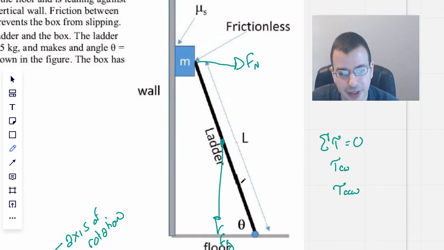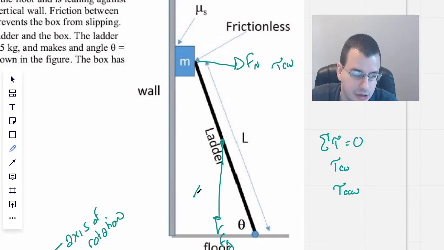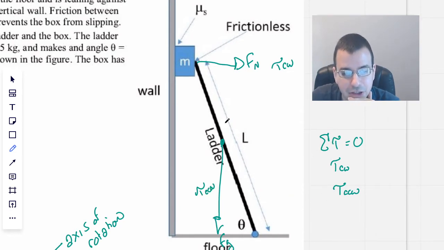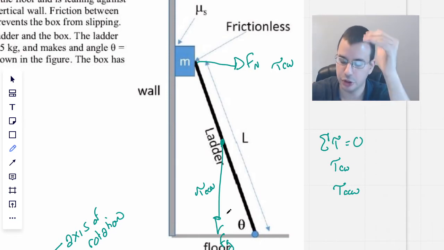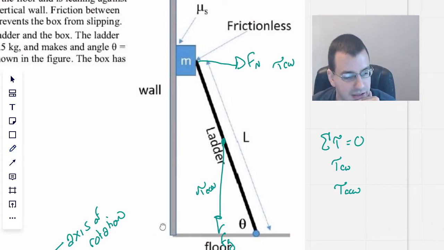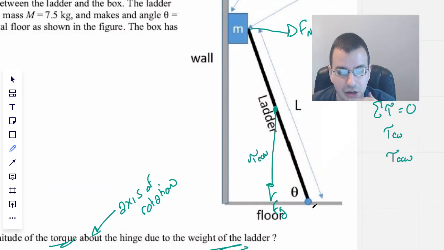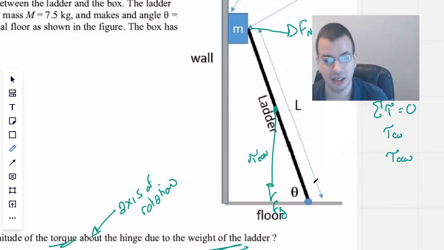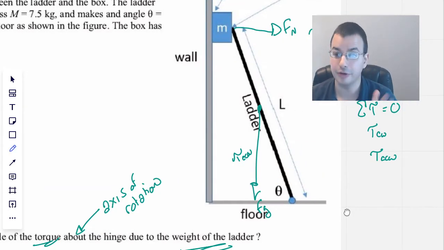So this is going to be about the axis right here, axis of rotation. This is going to be the torque clockwise, and this will be the torque, and it looks like a tension. Torque, let's see, the other way will be counterclockwise. And so the torque due to gravity, about the hinge due to the weight of the ladder, that is going to be the one we're looking for right now.